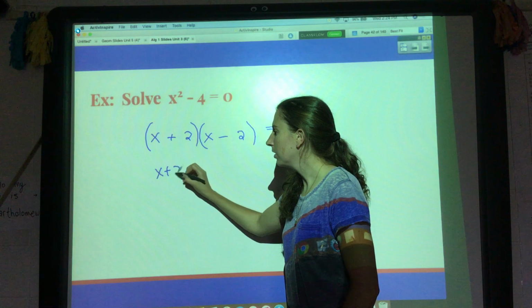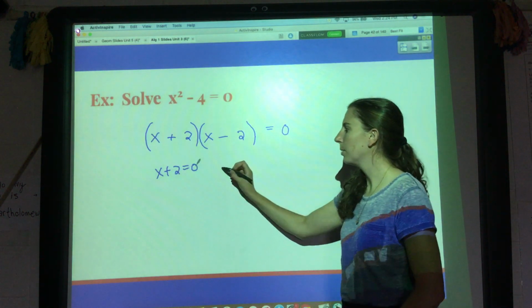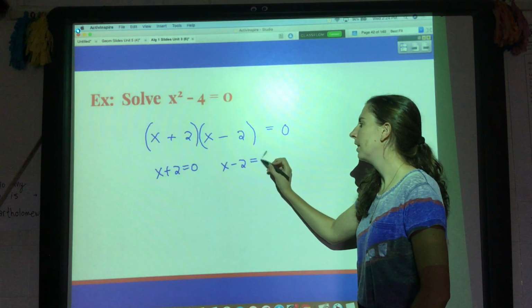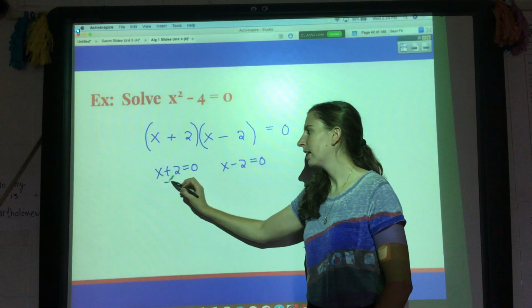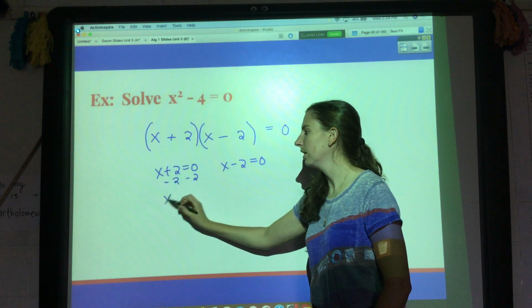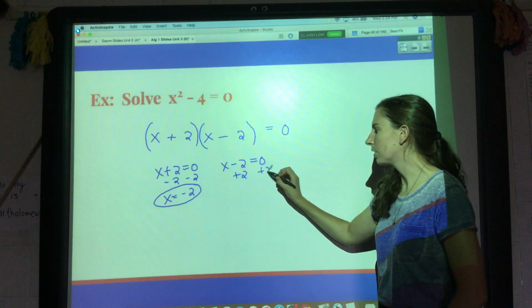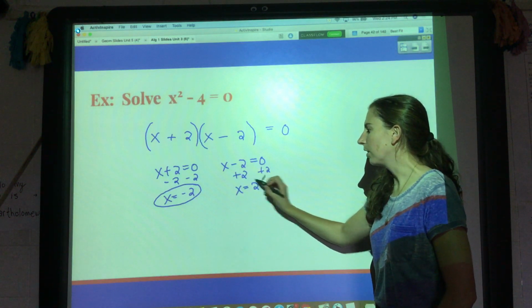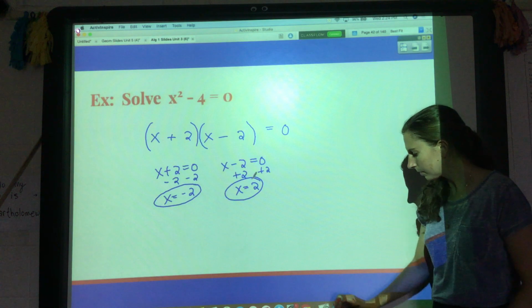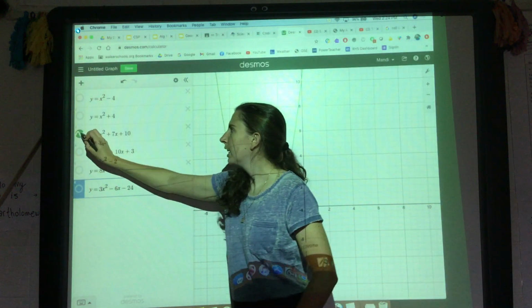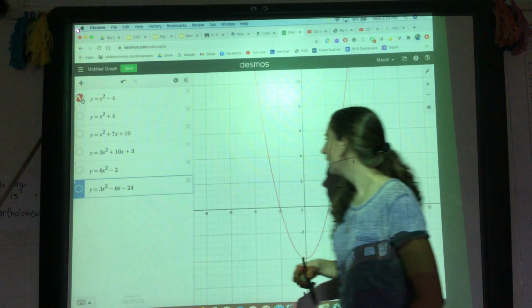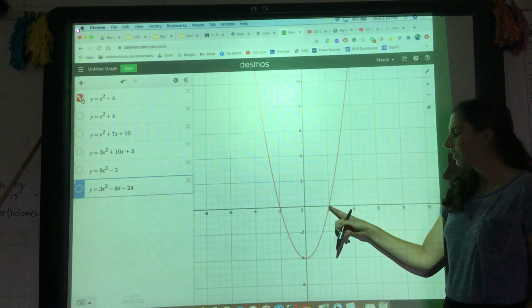So either x plus 2 equals 0 or x minus 2 equals 0. This one's going to give me -2 as a solution. This one's going to give me +2 as a solution, which is what we got earlier when we tried these. You'll notice on the graph, if I graph this equation, it hits at -2 and +2.